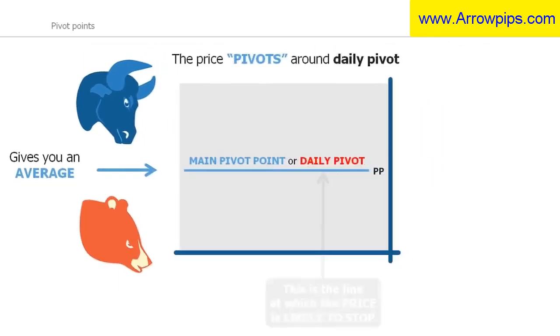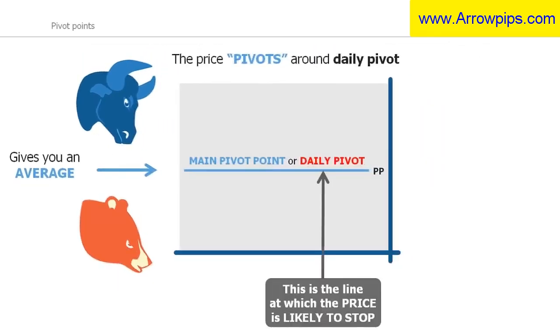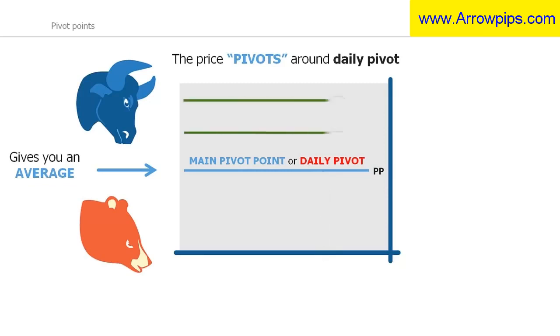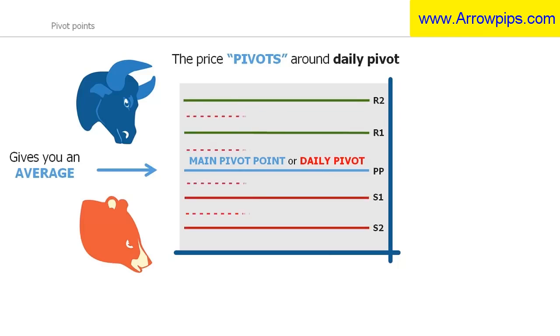Note that sellers and buyers can push price above and below the daily pivot point respectively. However, it generally acts as a floor or a ceiling at which price is likely to stop once the price has reached it. The other pivot points are R1, R2, R3, and S1, S2 and S3, and the mid-pivots labelled as M1, M2, etc. All pivots are calculated using the daily pivot.